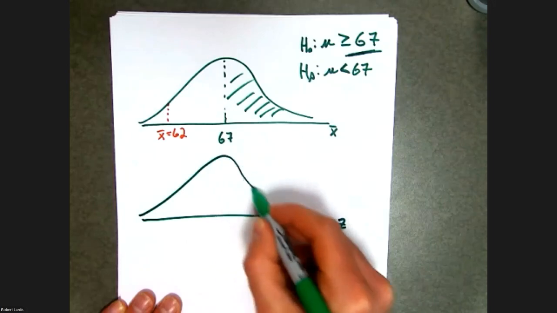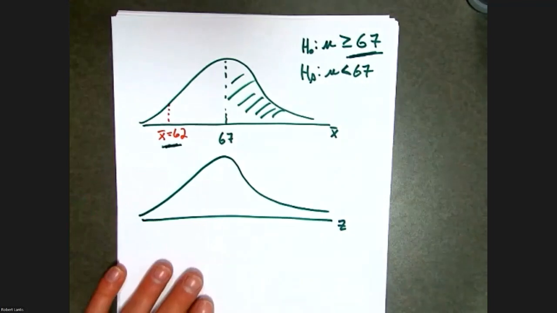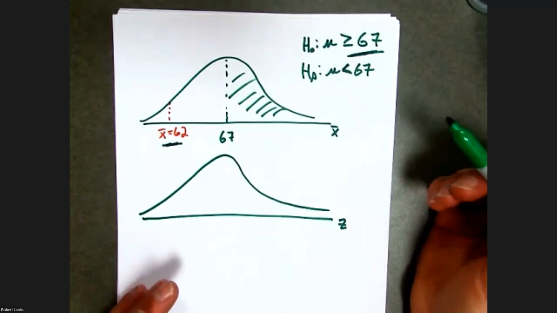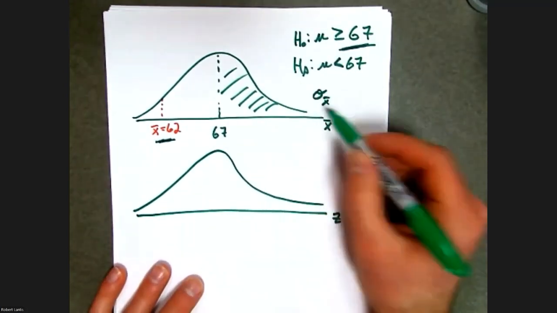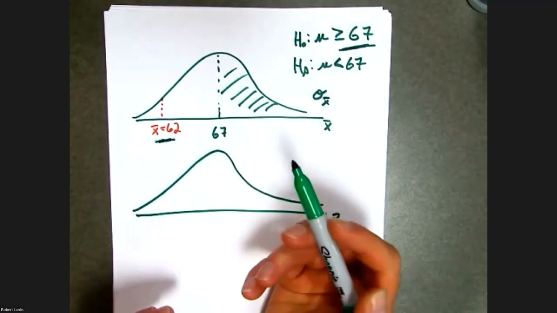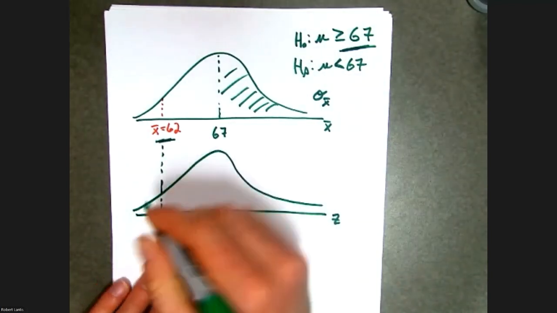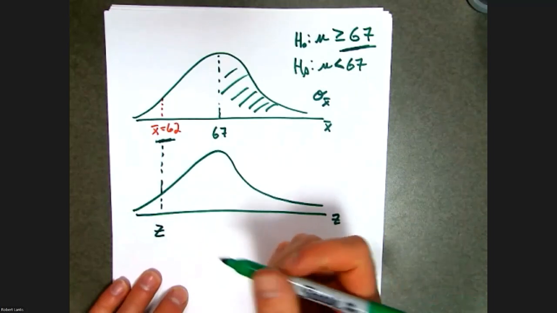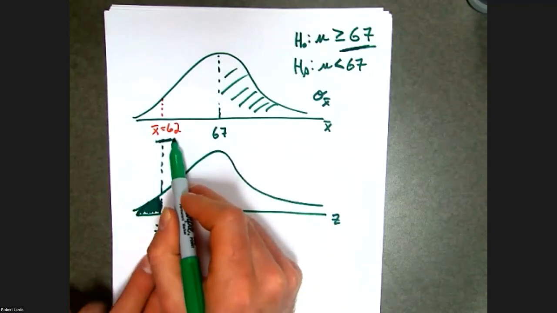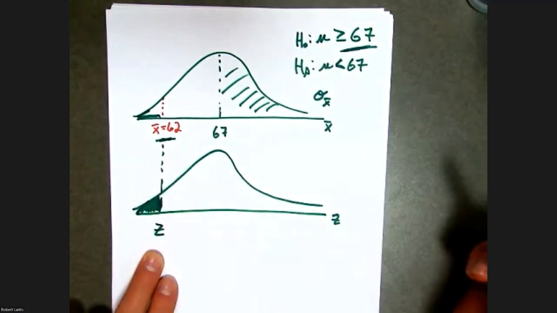What I'm going to do is say, well, if what I assume to be true is in fact true, how unlikely was it for me to see a sample mean that was this far away from that assumed true value? Because if the standard deviation of my sample means tends to be pretty large, it may be very likely I see 62, even if the true mean was 67. So I'm going to turn this into a Z value. I can then look that Z value up in the table, and I can tell you the probability that I saw sample evidence that was as inconsistent with what I assume to be true, or anything even more inconsistent.